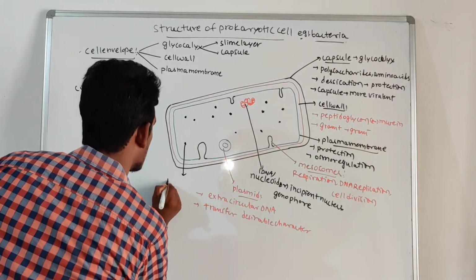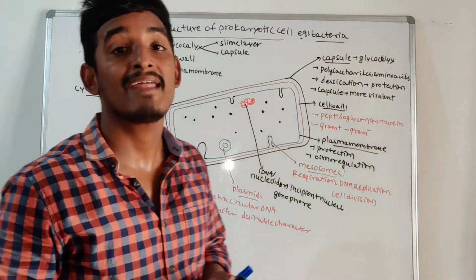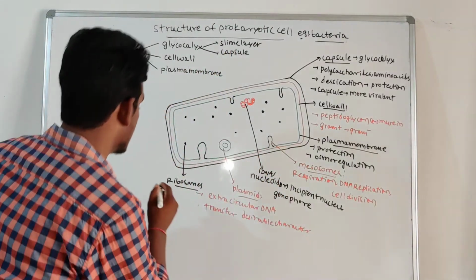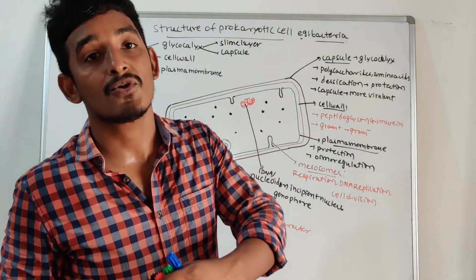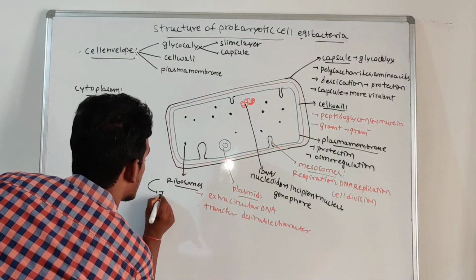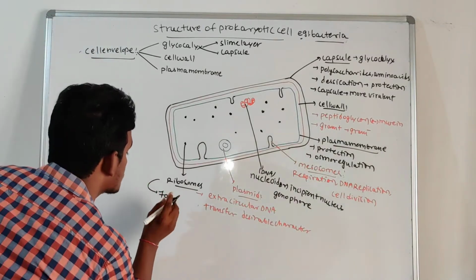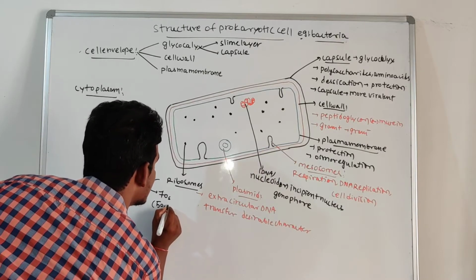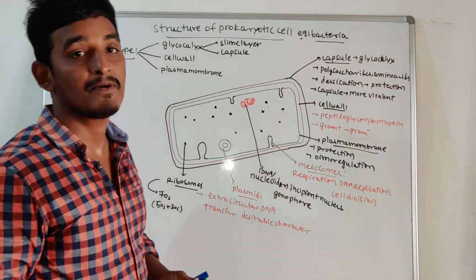Here the ribosomes are not membrane bound organelles. They are not surrounded by any membrane, right? These are found in both prokaryotic as well as eukaryotic cells. In a prokaryotic cell, which type of ribosomes is present? 70S type of ribosomes. It is made up of two subunits. What are those? 50S and 30S subunits, right? It forms a 70S type of ribosome.